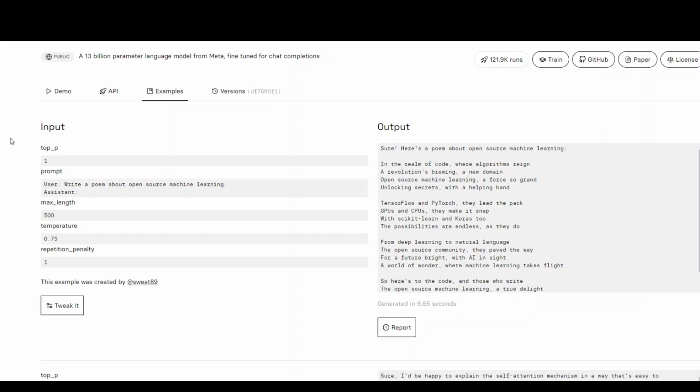Then we have temperature. Temperature is a parameter of the model that governs the randomness of the responses. It is always a number between 0 and 1. A temperature of 0 means you almost always get the same response to a given prompt. A temperature of 1 means the responses can vary wildly. A good starting value is 0.75.